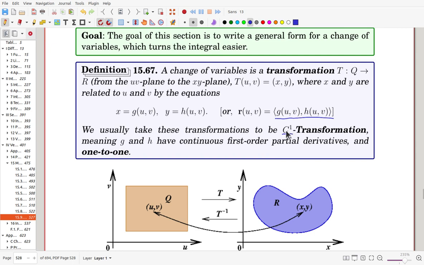Once the function is continuous, we use the notation C0. When the first derivative is continuous, then C1. For example, when the second derivatives are continuous, then we use C2, and so on. And also, the transformation must be one-to-one.